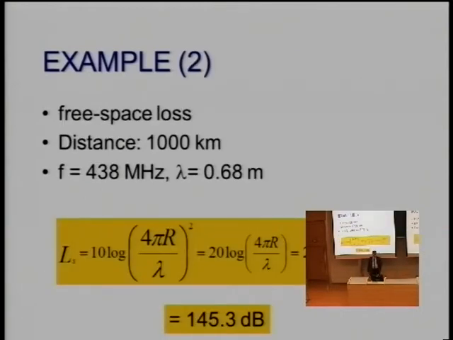Now, let's calculate what the free space loss is. I'm assuming here 1,000 kilometers between the ground station and our little spacecraft. We are transmitting at 438 megahertz. The wavelength can be easily calculated. This is the speed of light, 3 times 10 to the power of 8 meters per second, divided by the frequency, 438 times 10 to the power of 6 hertz.